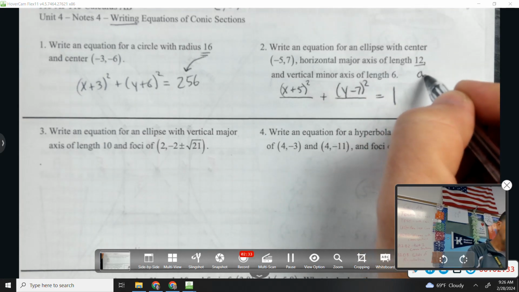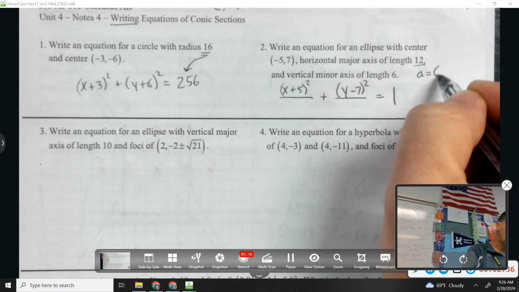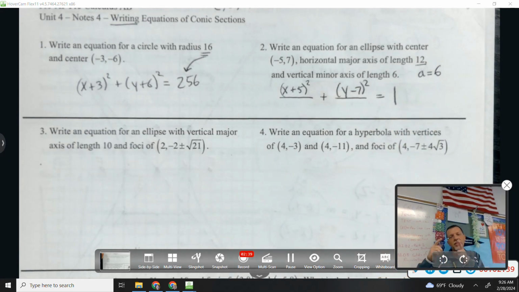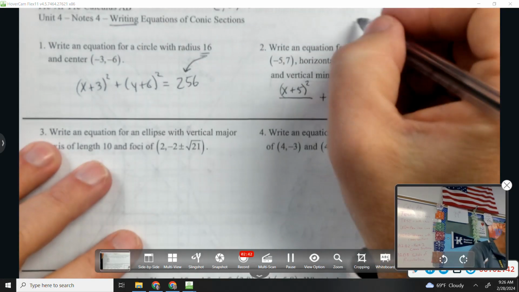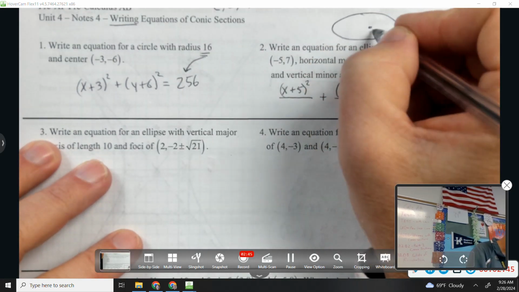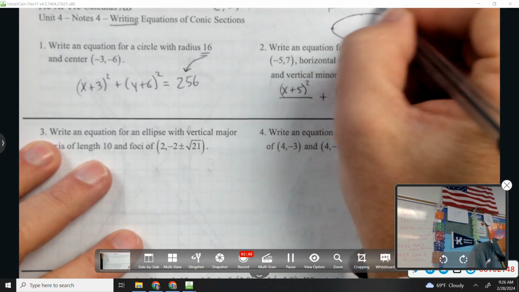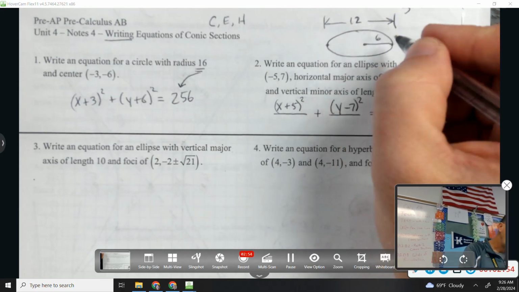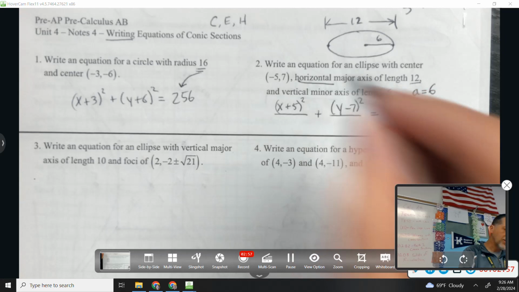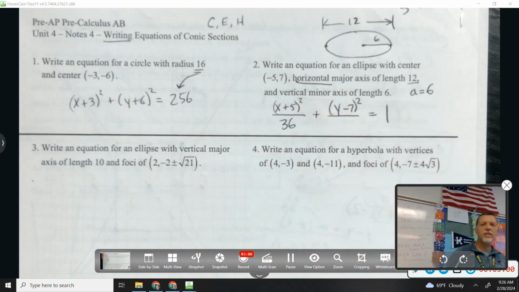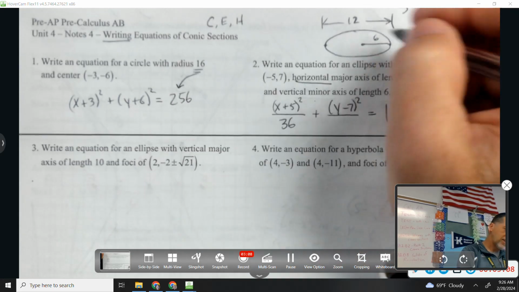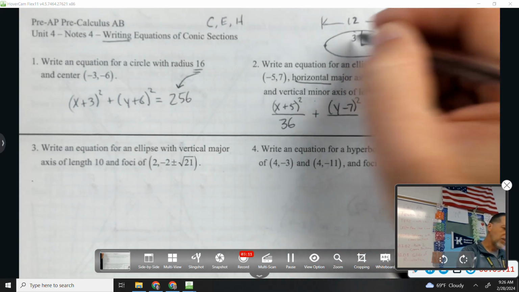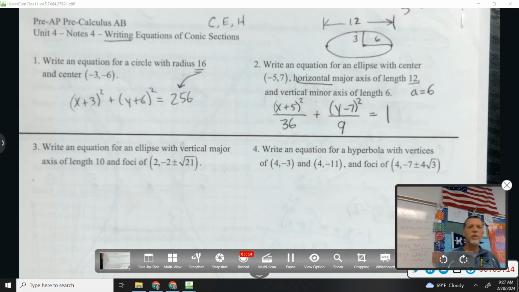So what does a equal? 6. All right, so it's 12 all the way across, but that means it's 6 from center to vertex. What we need for our equation is 6. And since it said horizontal, left, right, we'll put 36 under the x stuff. Vertical minor, so just shorter, axis of length 6, which means that distance is 3, so 9 goes under the y stuff.